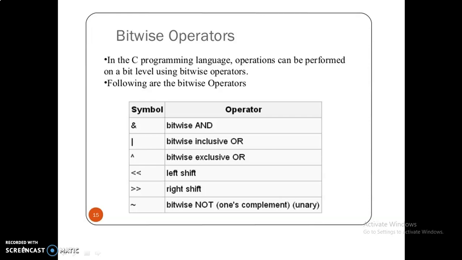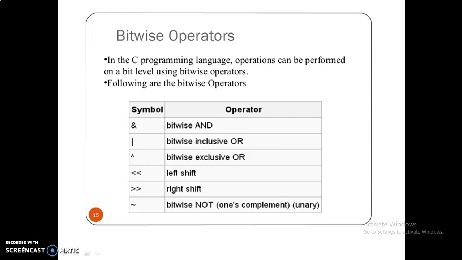In my last two classes, I explained other types of operators in C. This is the last one, bitwise and special operators. Today I'm going to explain these two operators in C. The first one is bitwise operators.